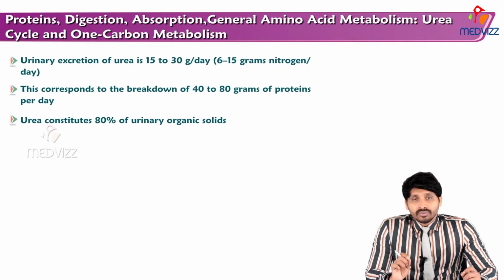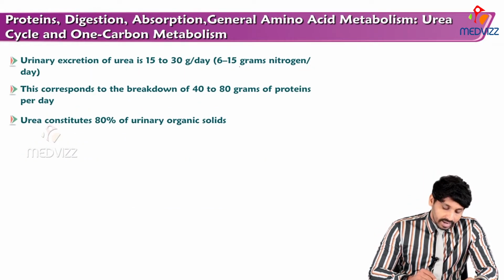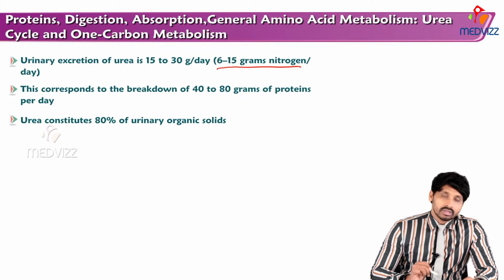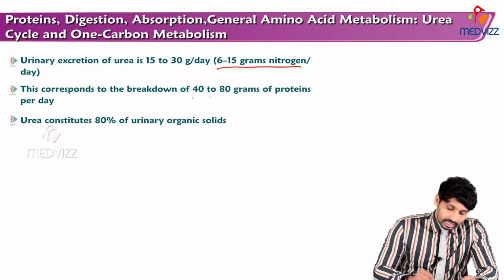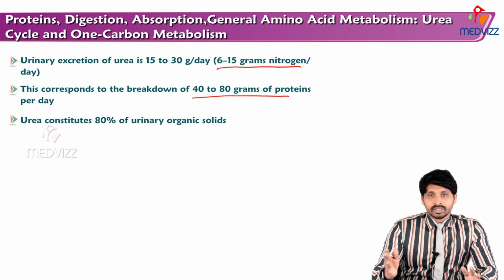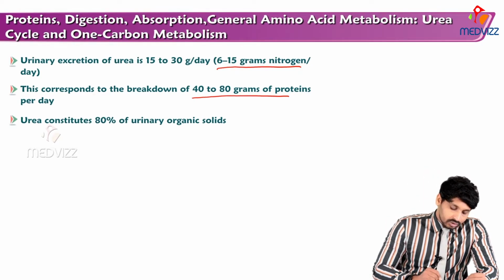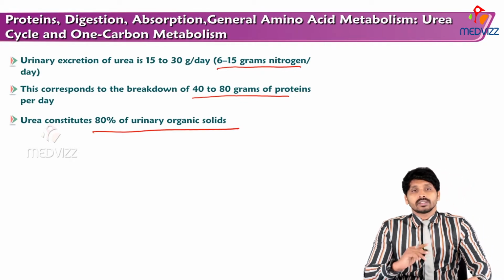Urinary excretion of urea is 15 to 30 grams per day. That means 6 to 15 grams of nitrogen will be expelled out of our body. This corresponds to the breakdown of 40 to 80 grams of protein per day, roughly. And urea constitutes 80% of urinary organic solids.